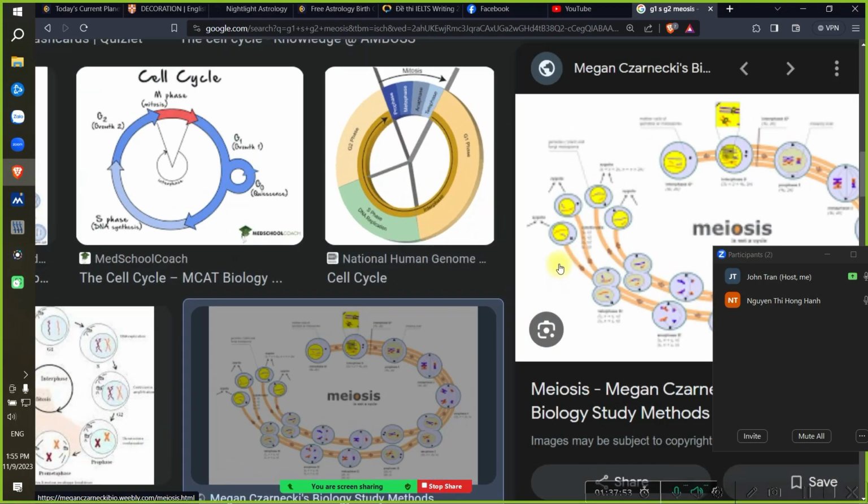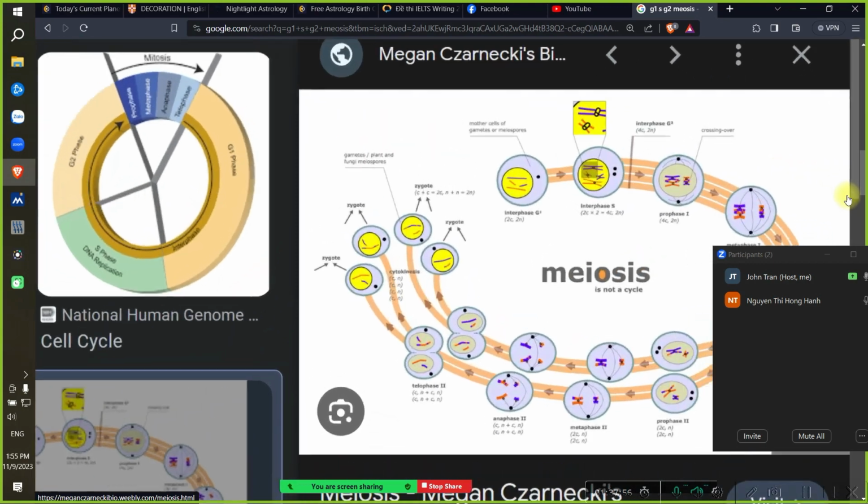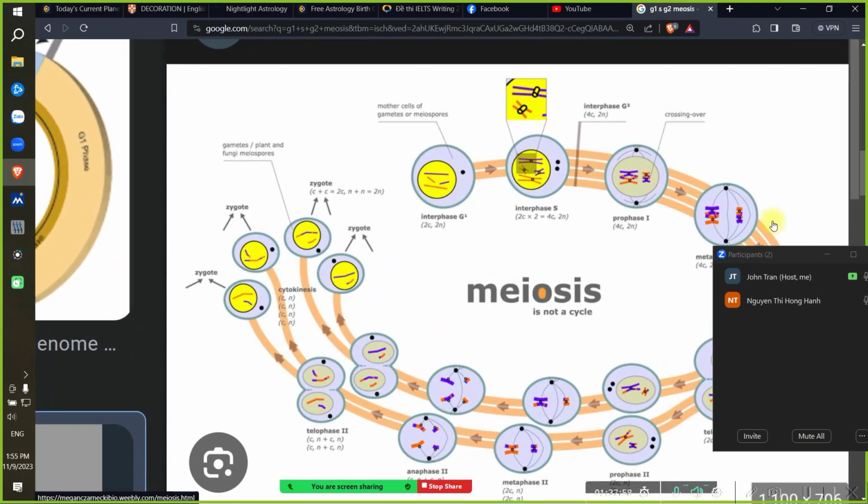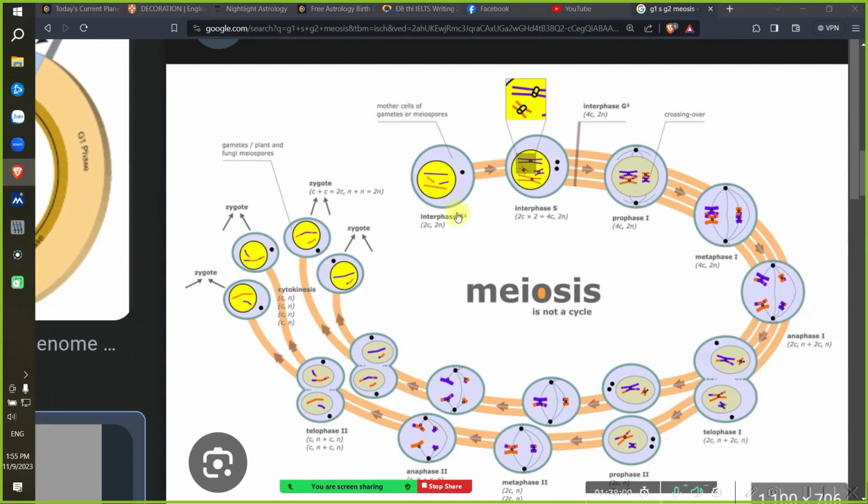Or maybe it's here. Let's try this picture. There you go. You have a picture here. Interface G1, S, and then there's no G2, right? No, it doesn't show G2 here. Oh, there you go. Interface G2 here.